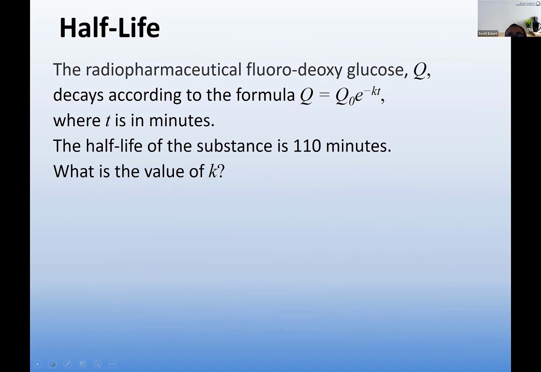Okay. I wonder if we should do, this one's a little tricky. It's the same idea and it only has one new thought in it. I'm going to kind of introduce you to a slightly new twist on it. So a radiopharmaceutical called fluorodeoxyglucose. It decays according to this formula, Q equals Q naught times e to the negative kt power, where t equals minutes.